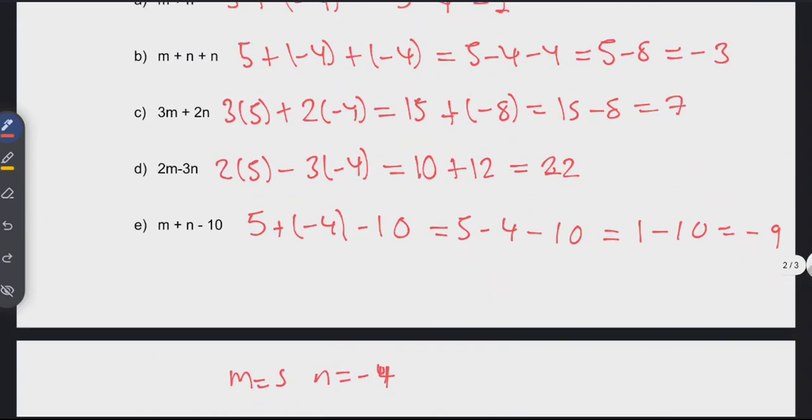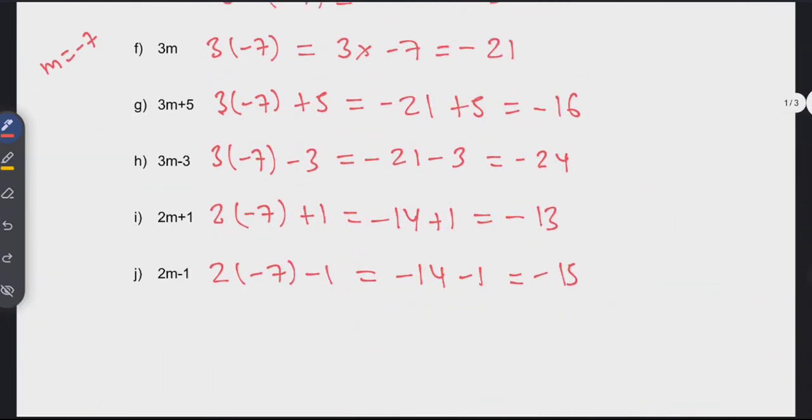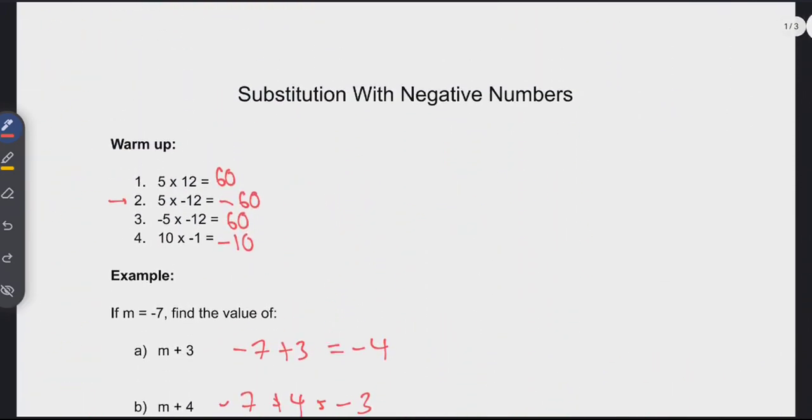Okay, so I hope this video was useful in helping you understand how to implement negative numbers into substitution. If you're struggling with this, I do recommend recapping how to add and subtract with negative numbers.